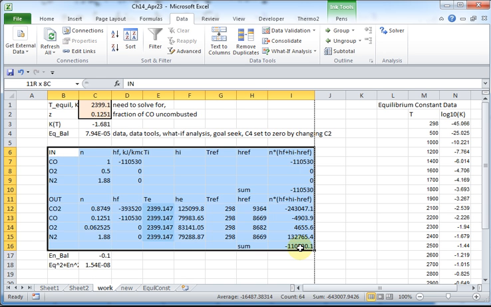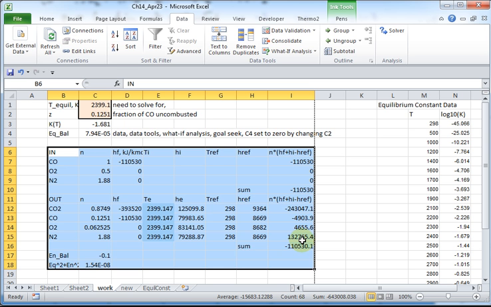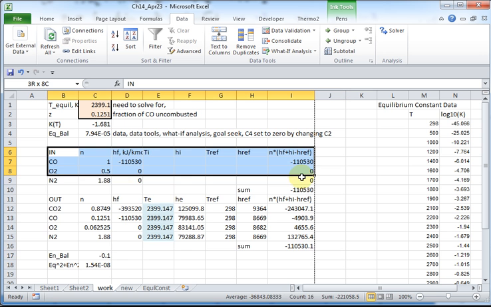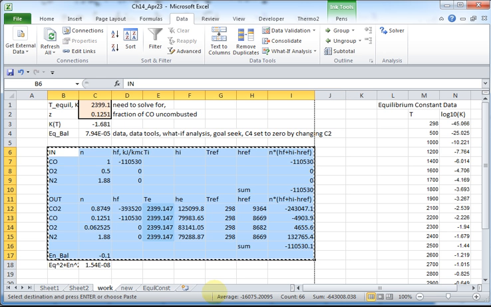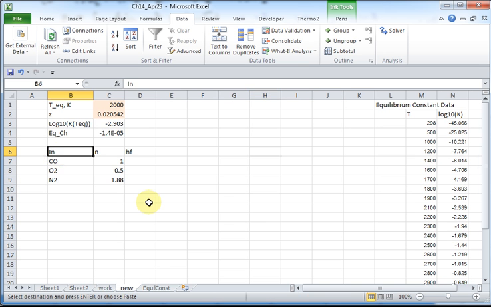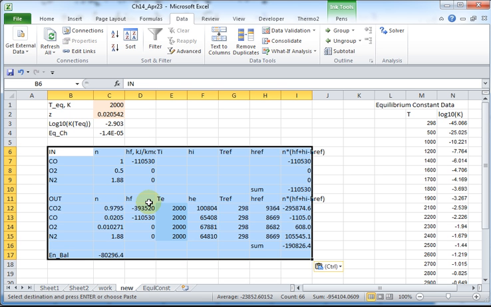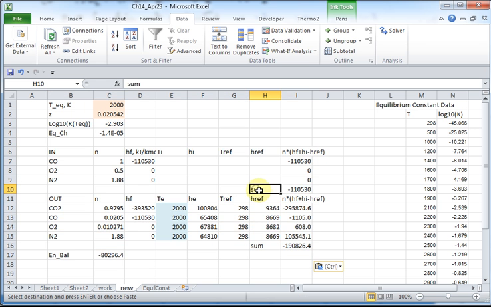All of this, oops, I only want to get this far. Copy, come over. You didn't see that. So what I did was I did the sum over all of the N's, over all the reactants, of N times the HF plus HI minus HREF, true? And then I did the sum over all of the outs, or all the products, so the same N times HF plus H at the going out.